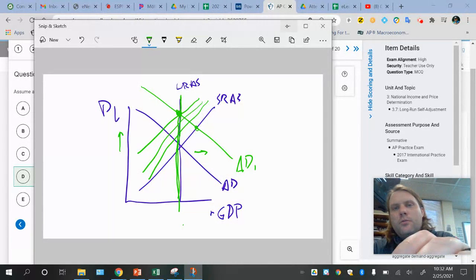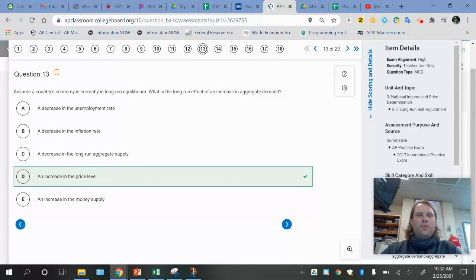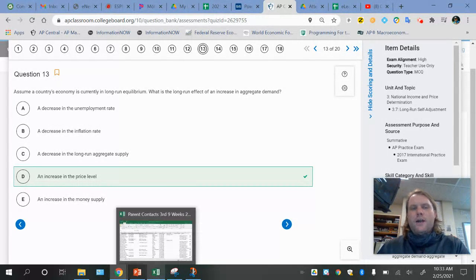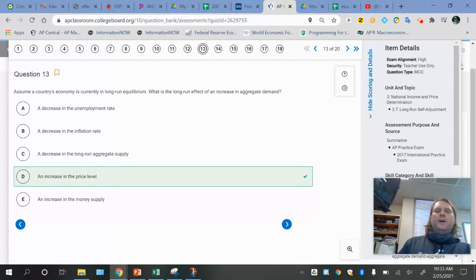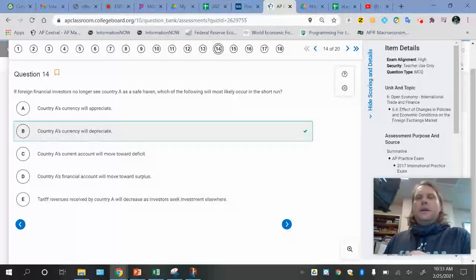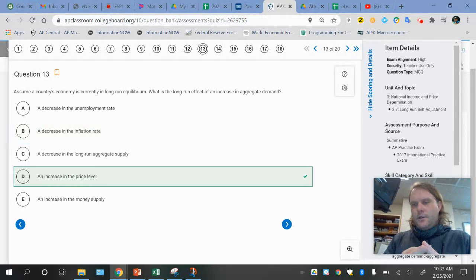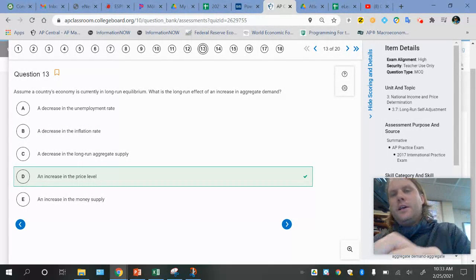So what we know is in the long run, that price level is going to go up. Unemployment isn't going to necessarily change, okay, in the long run. So initially, unemployment goes down. Inflation definitely doesn't go down because we have an increase in demand. We know price level goes up. We're not going to decrease aggregate supply long run. We're not going to increase the money supply. That would make our aggregate demand even further to the right, making inflation worse. We know that an increase in the price level is eventually going to bounce back that way. If that answer were to say short run, increase in inflation, decrease in unemployment, we could say that.